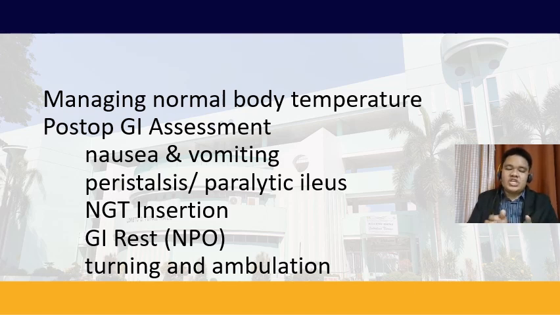Now, for the post-op GI assessment, class, you need to check for the presence of nausea and vomiting. You need to auscultate for peristaltic sounds because absence of peristaltic sounds may indicate paralytic ileus. As the term implies, paralytic ileus is paralysis of your intestines or your small intestines. NGT insertion might be needed if your patient is at risk for nausea, vomiting, and there are several gastric contents that might cause aspiration. If your patient is also having nausea and vomiting, class, your patient might need gastric rest. And your gastric rest is done by NPO.